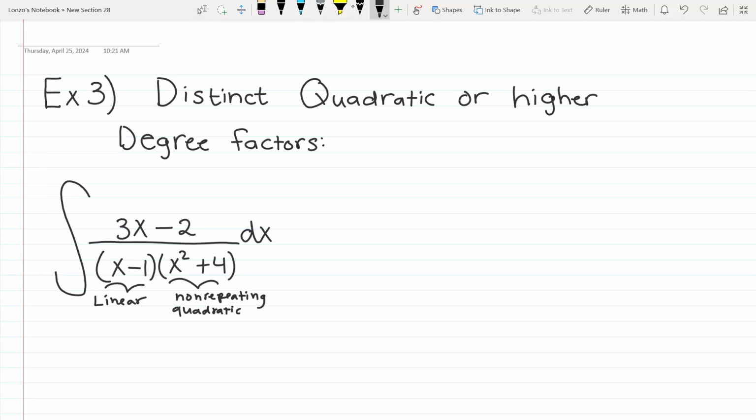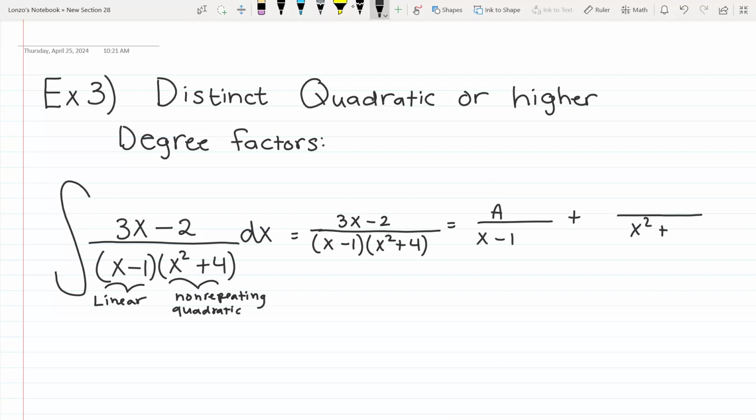Okay, so first I'm going to decompose it. So you can rewrite this as 3x minus 2 over (x minus 1)(x squared plus 4). Okay, so this would be decomposed as A over x minus 1 plus (Bx plus C) over x squared plus 4.